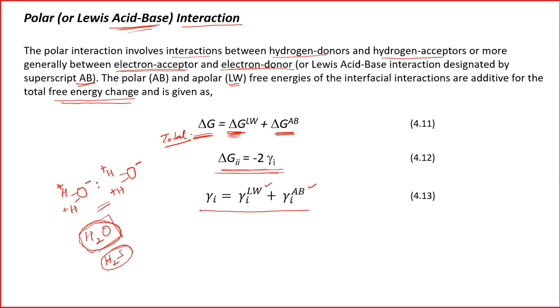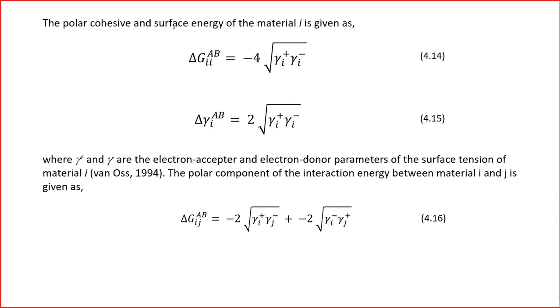So now the total surface energy has got an apolar part and a polar part. The polar cohesive surface energy of the material I is given as this one. This is again given by these equations, and here gamma plus I and gamma minus I are the electron acceptor and electron donor parameters of the surface tension.